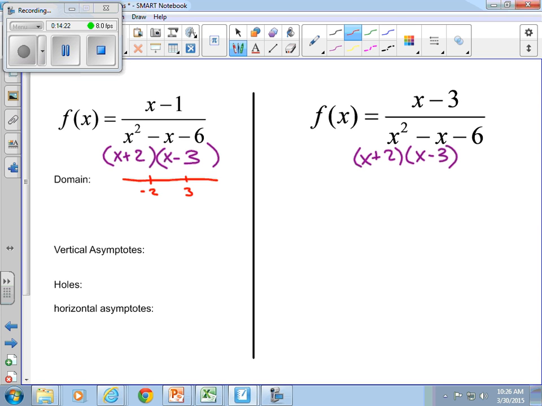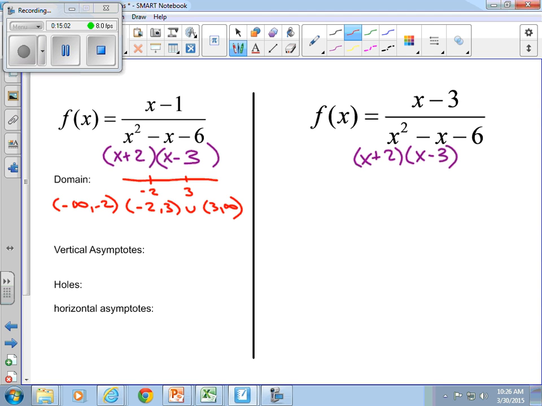is, can x be here? Yes. So from -infinity to -2. Can it be between -2 and 3? Like 0? In fact, the only thing it can't be is -2 and 3. So that's the domain in interval notation. Because there are 2 things it can't be, it gives us 3 different intervals that it can be. It's broken up twice.